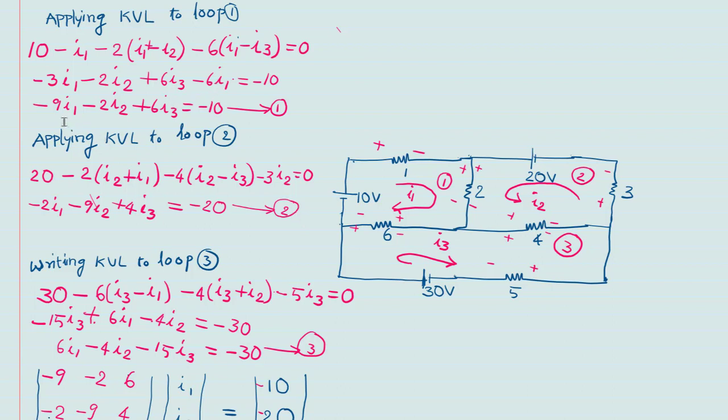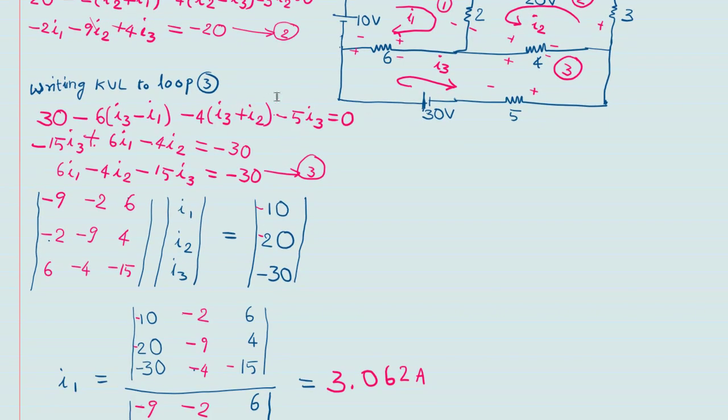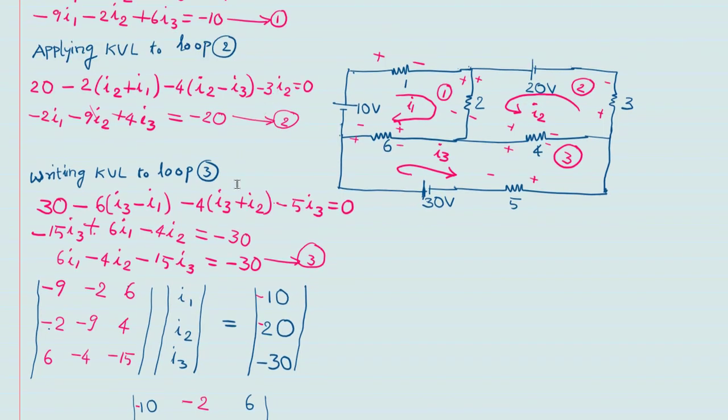Earlier we had the equation like this. After simplification, we got minus 9I1 minus 2I2 plus 6I3 is equal to minus 10. That was the loop 1 equation. This is the loop 2 equation. Next, the loop 3 equation, how to write it?